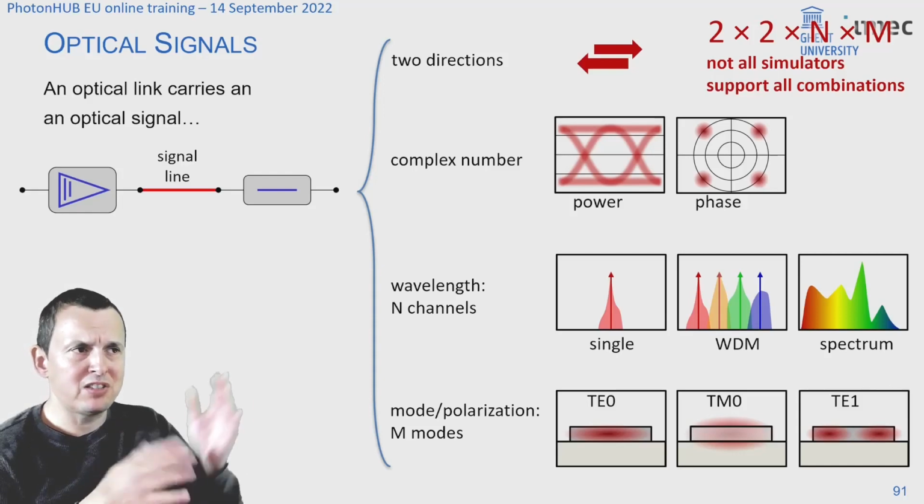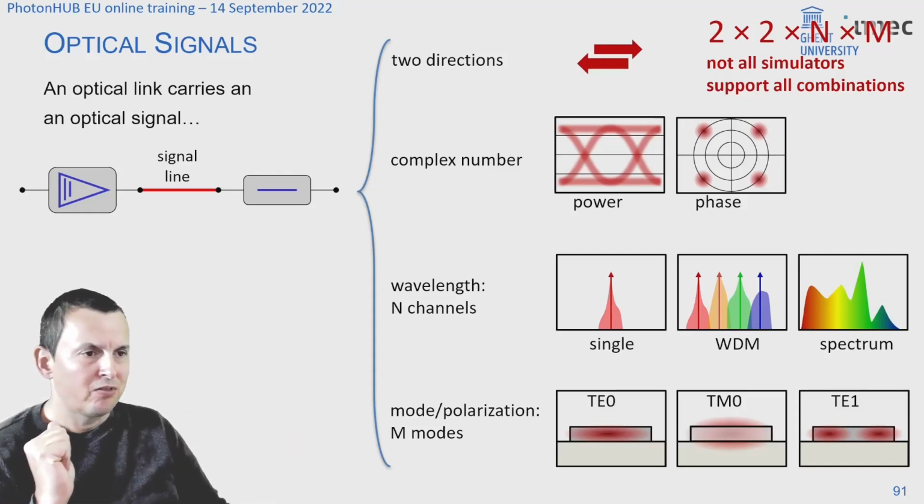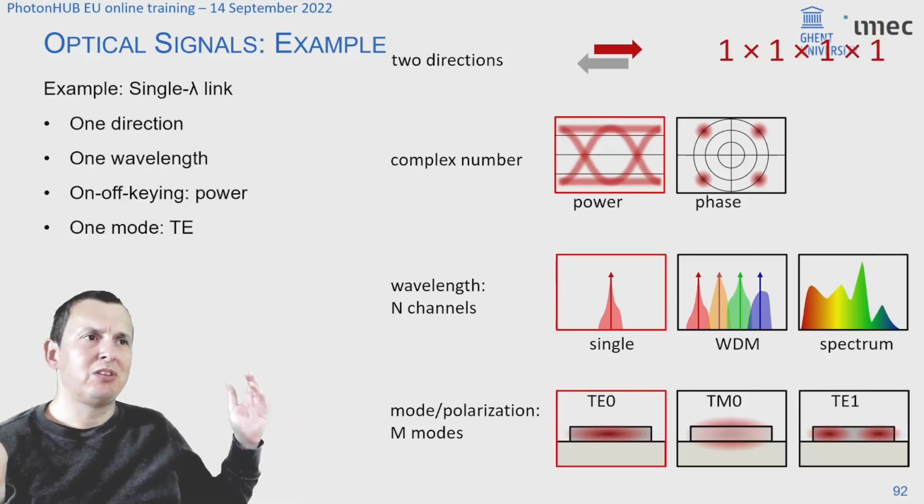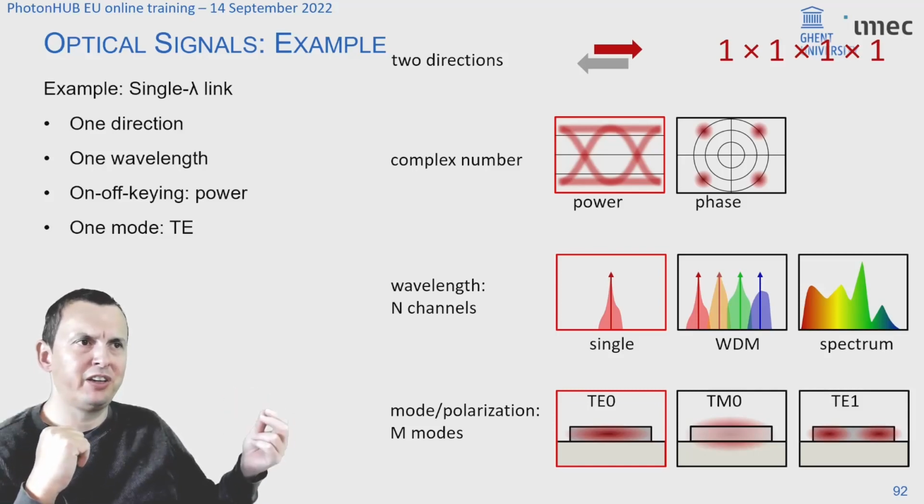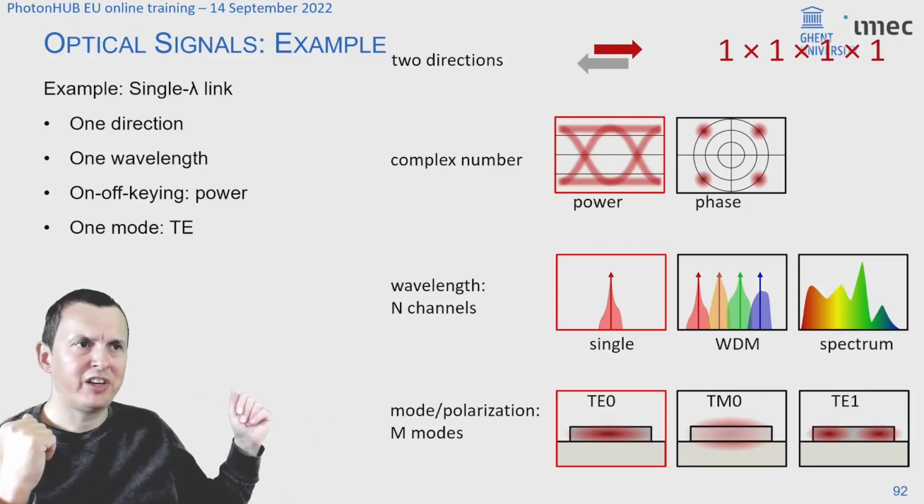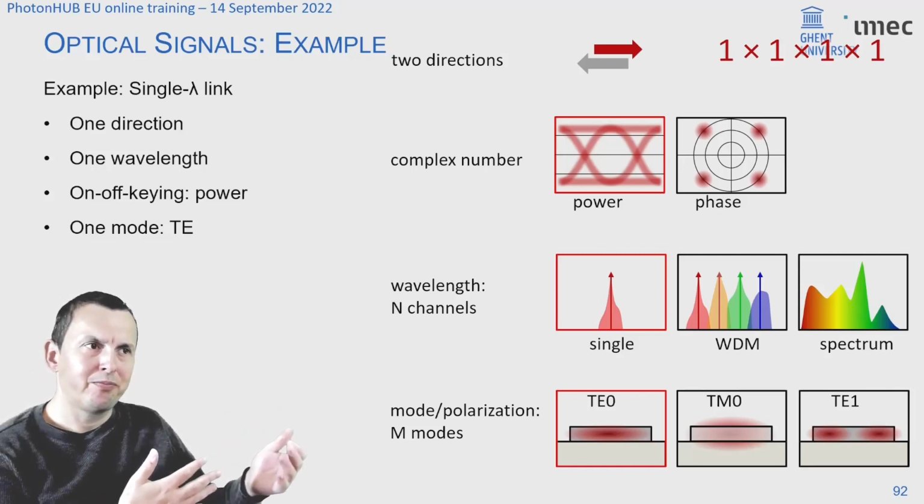And this number depends on your application. For instance, let's make a very simple case: I want to simulate a single waveguide, single wavelength optical link. It's only propagating from the source to the detector in one direction. We only use one wavelength, we only use on-off modulation, and we only use one waveguide mode. Well, in principle, you can describe your optical signal with one number. You don't even need your phase.